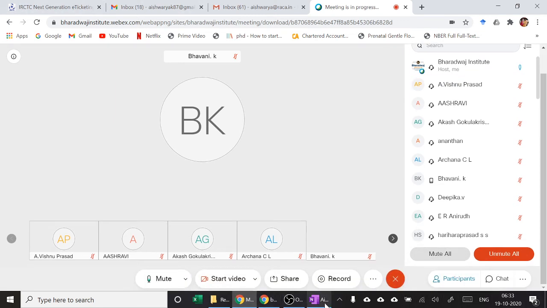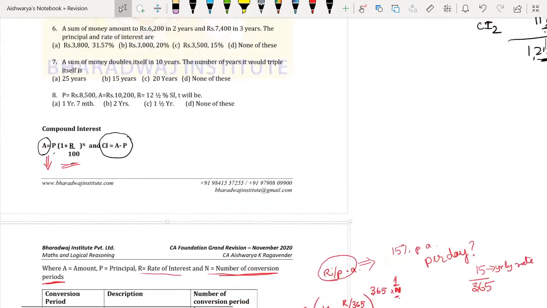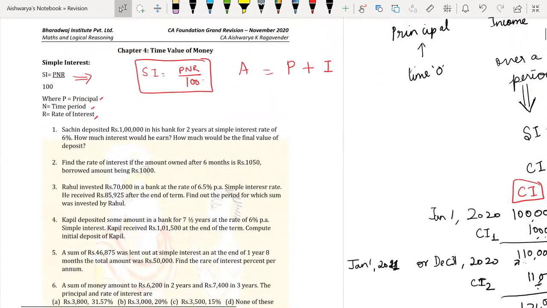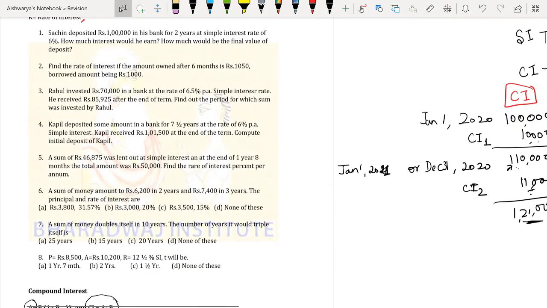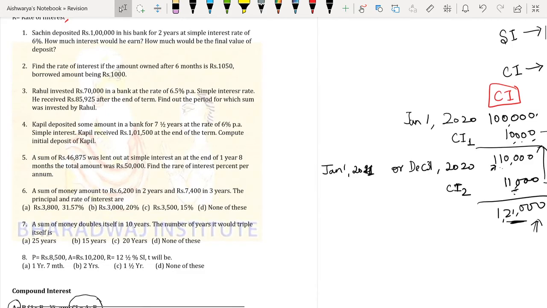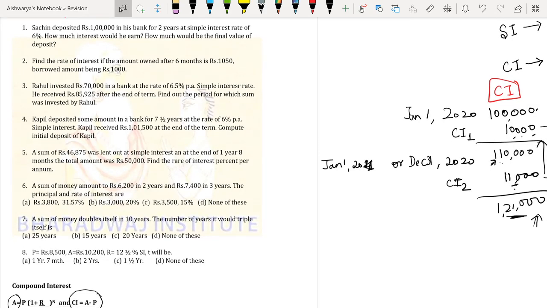Shall we proceed? I think we'll proceed with the problems now. All of you take your calculators. Let's get ready. Let's read the first one. Sachin deposited rupees 1 lakh in his bank for 2 years at simple interest rate of 6%. How much interest would he earn? How much would be the final value of his deposit?